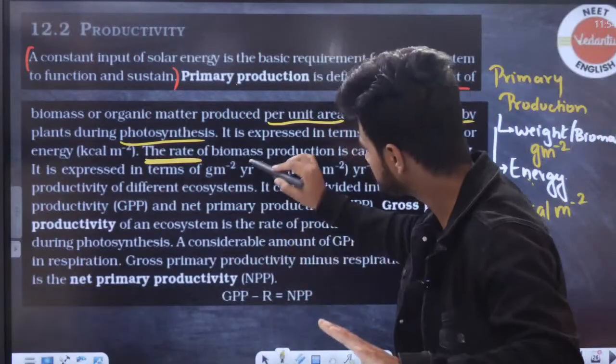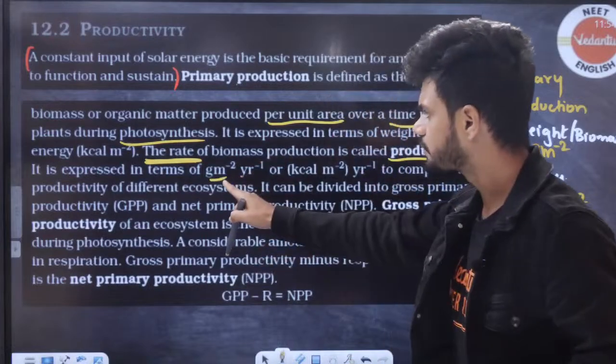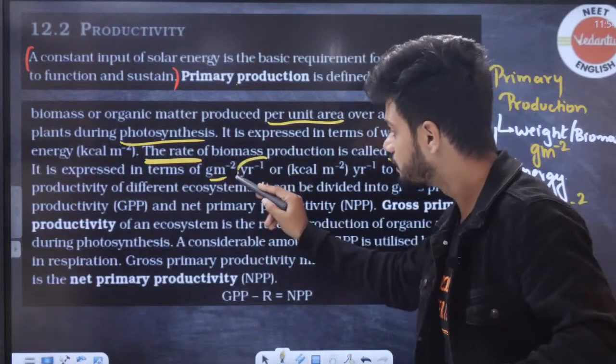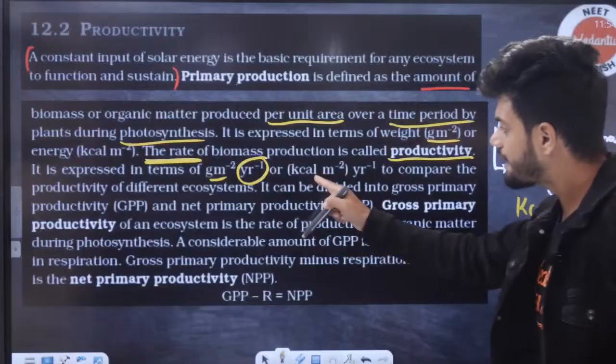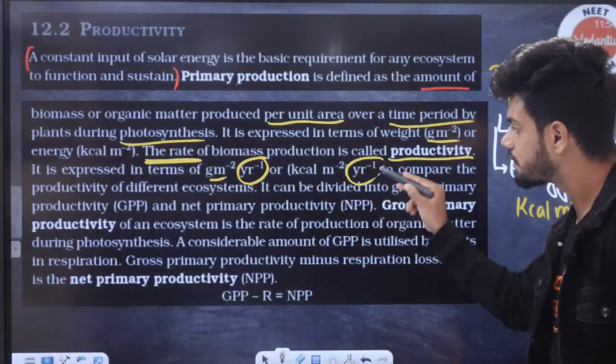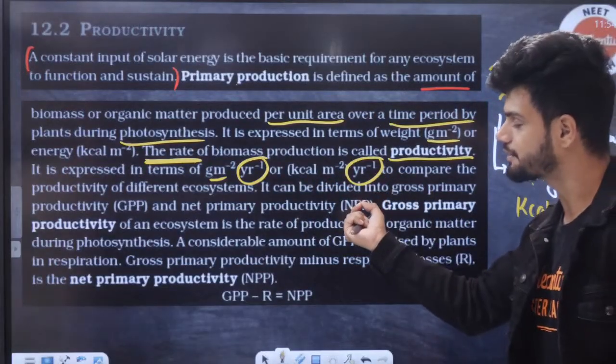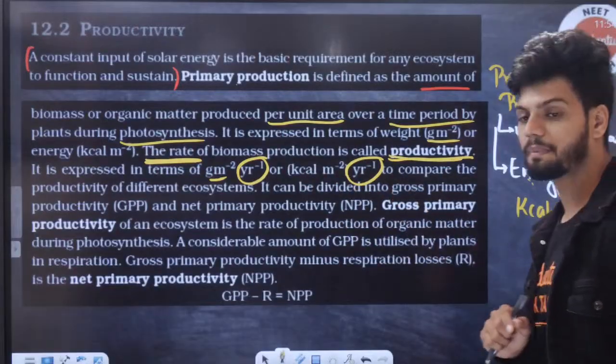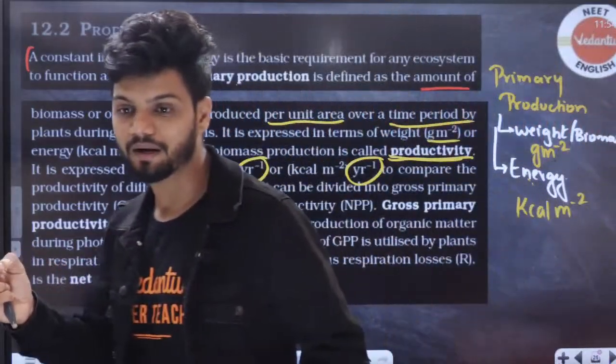And as you can see here, it's gram per meter square. Again, by weight or biomass, but per year. Kilocalories per meter square per year. So when you write the rate here, it becomes productivity.